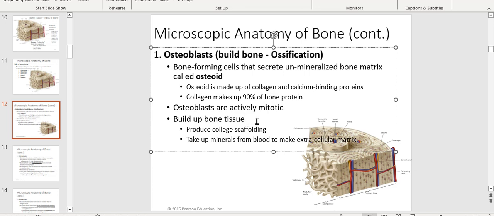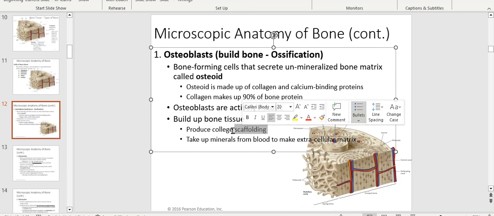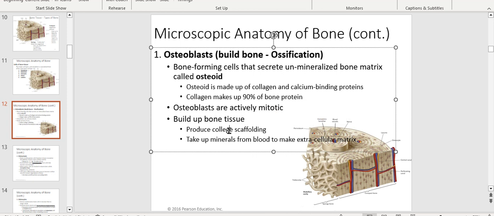They're in growing bones, building up bone and producing collagen scaffolding. Think of scaffolding like a building. If you look around at Georgian College or wherever you go, at these big buildings, you'll see pillars going up through the center of the building. This is scaffolding. It's got to hold the building together. It's absolutely no different when you're talking about bone. They take up minerals from the blood to make extracellular matrix. Absolutely.